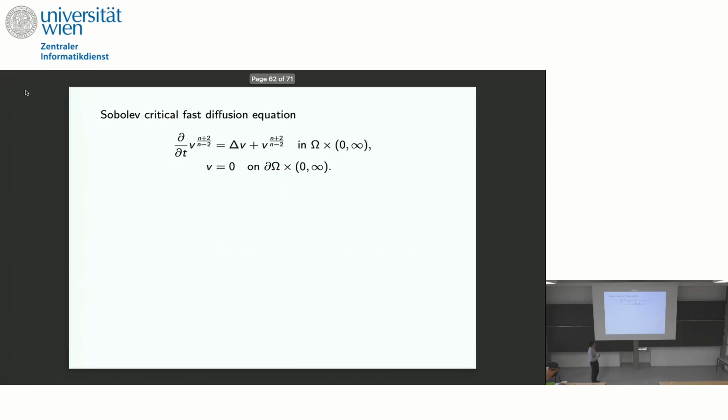Of course, that's not the ultimate goal, right? The ultimate goal for us is the Sobolev critical fast diffusion equation without any other term.